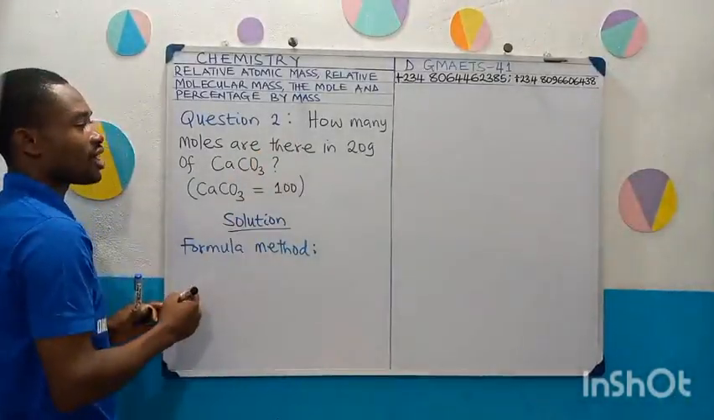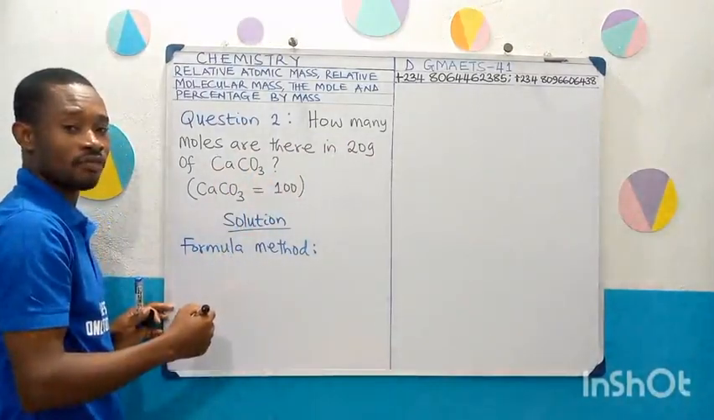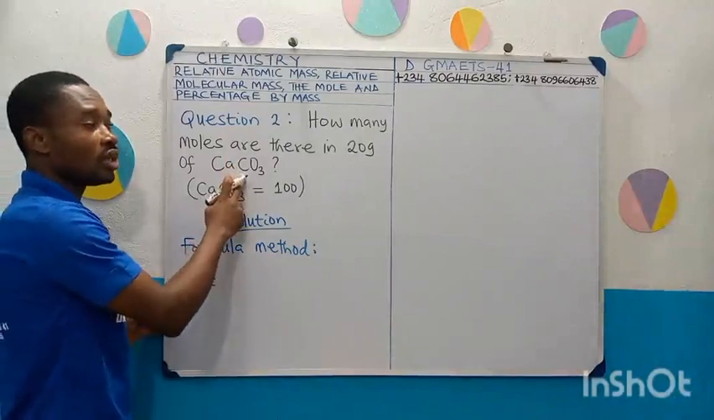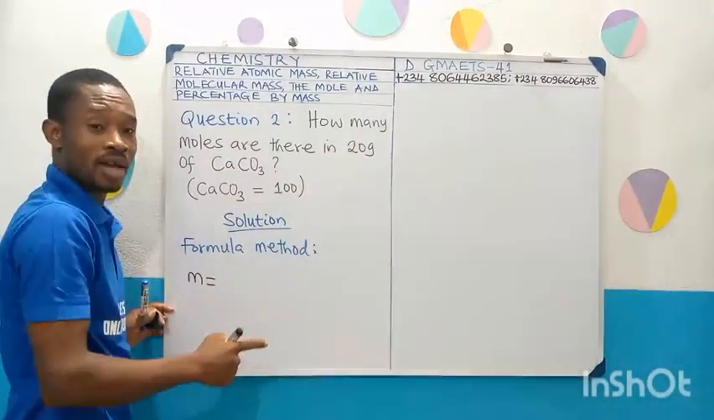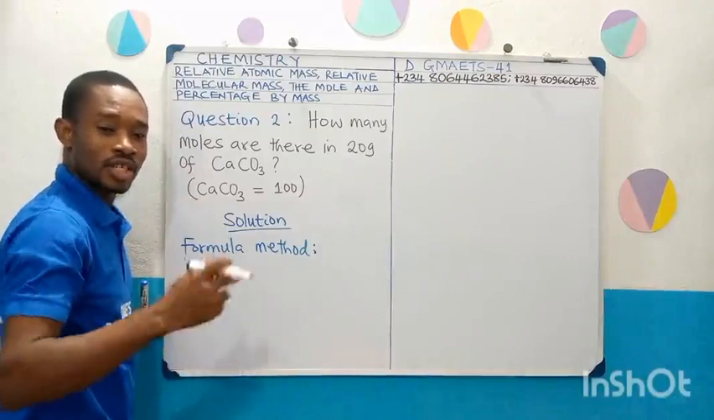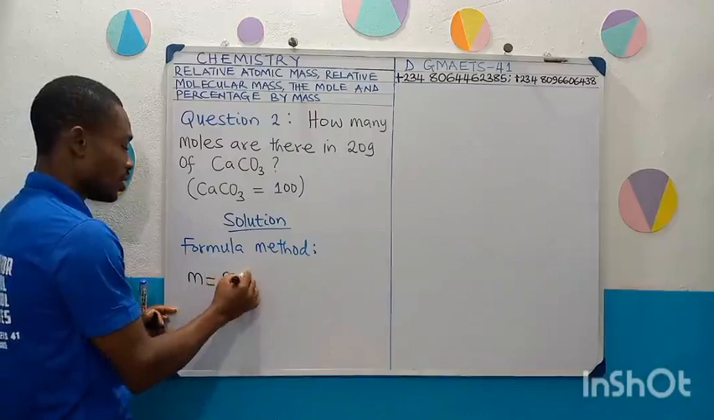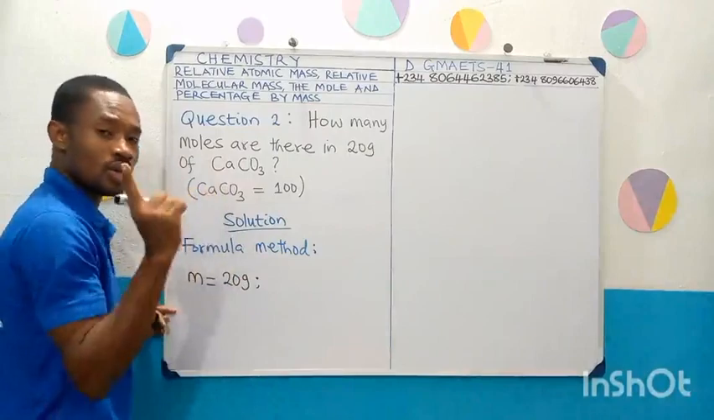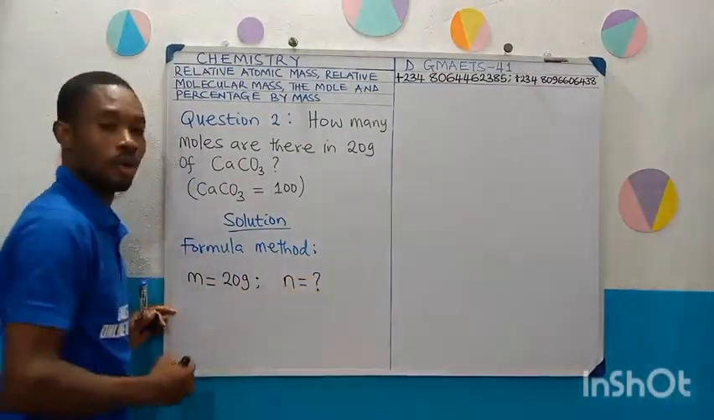From the question, they're asking us how many moles are there in 20 grams of calcium trioxocarbonate 4. So the mass of calcium trioxocarbonate 4, whose mole they want us to get, is 20 grams. Gram is the unit of mass, that we studied under quantities and their units in physics. So mass m is 20 grams. They ask us to find how many moles. We use small letter n for our moles. We don't know it.